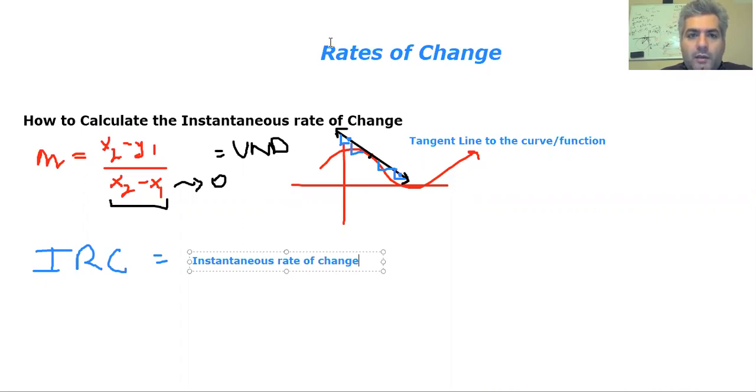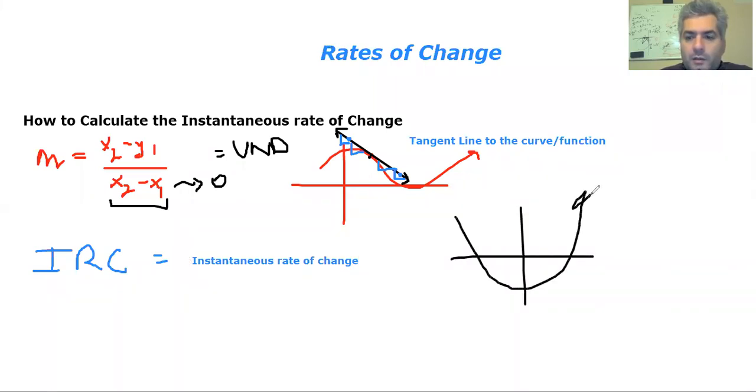So let's draw another quick graph. Let's say we have something like this. It's a parabola. We want to find the slope. We want to find the instantaneous rate of change here, let's say when x is 2. Let's say this is meters, and this is hours. Or let's say it's centimeter cubed here on the y.